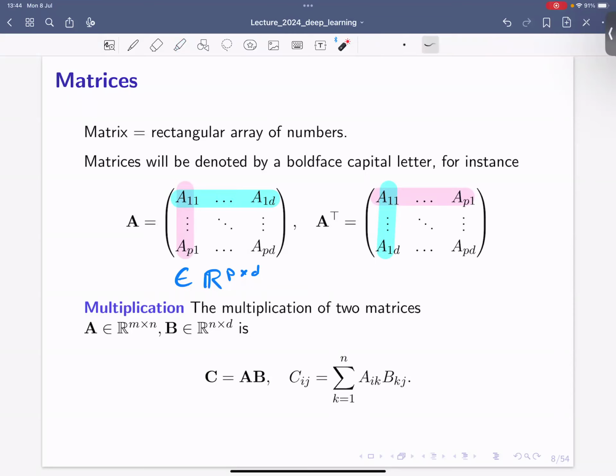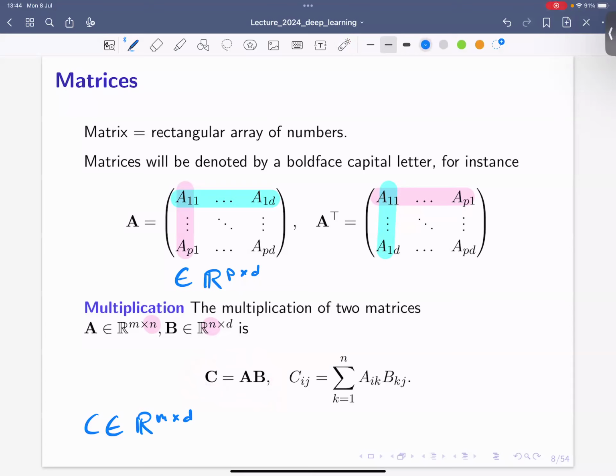If you give me two matrices, A and B, what is very important here is the dimension. This inner number here, the n, let me highlight this. This n here has to match, okay? So when you multiply this matrix A by B, which I denote here by C, the matrix C is going to have dimension m times d. And how do you get one entry of this matrix C?